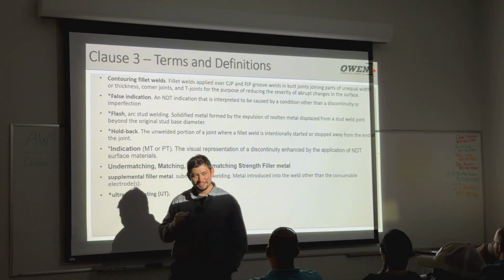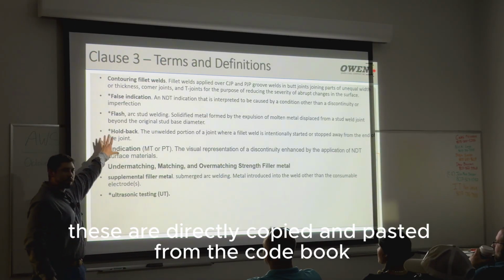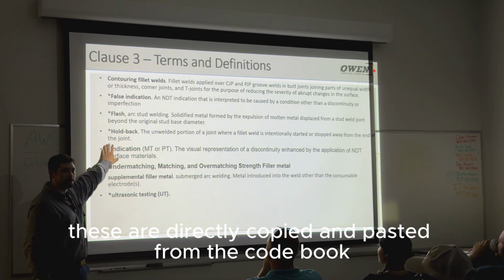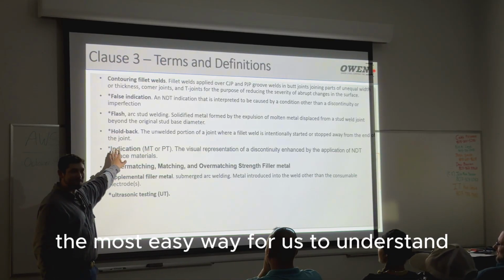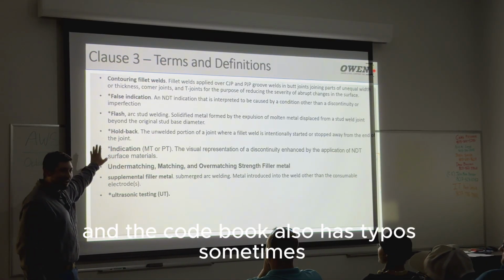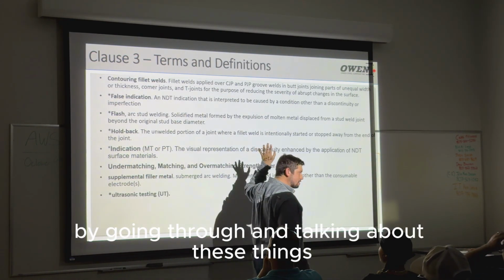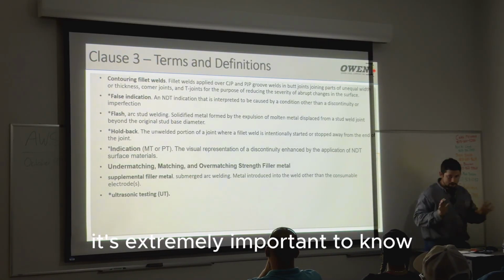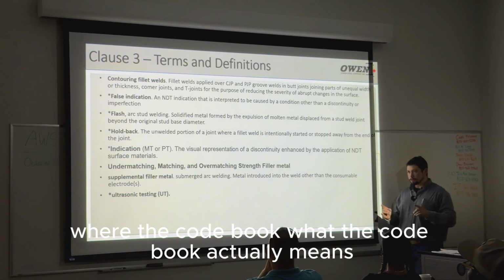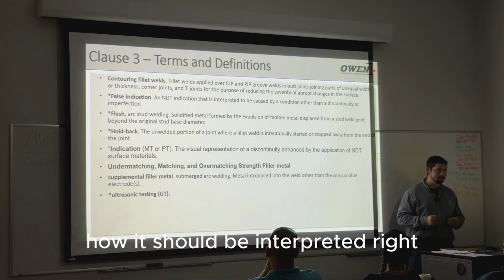this is one thing, and we're going to talk about this a little bit more in here. These are directly copied and pasted from the code book. There's another thing to realize. The code book doesn't always list things the most easy way for us to understand, and the code book also has typos sometimes. By going through and talking about these things, it's extremely important to know what the code book actually means, how it should be interpreted, right?